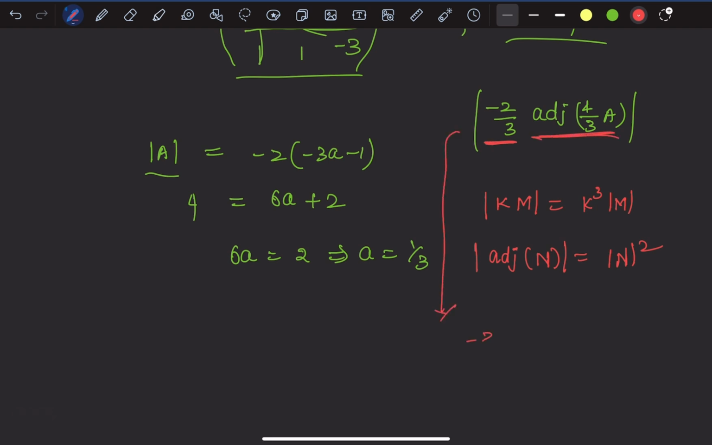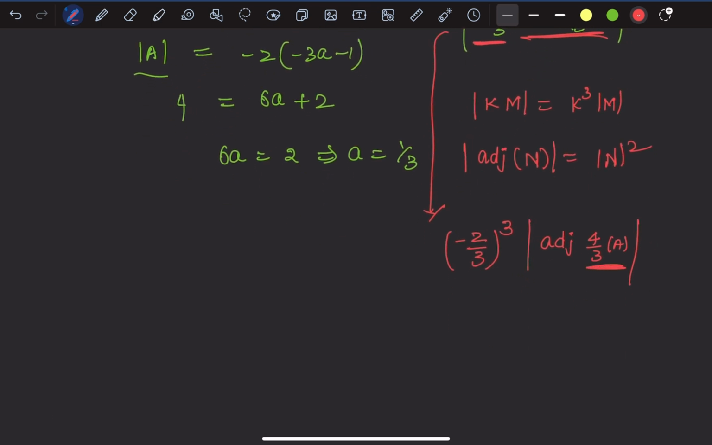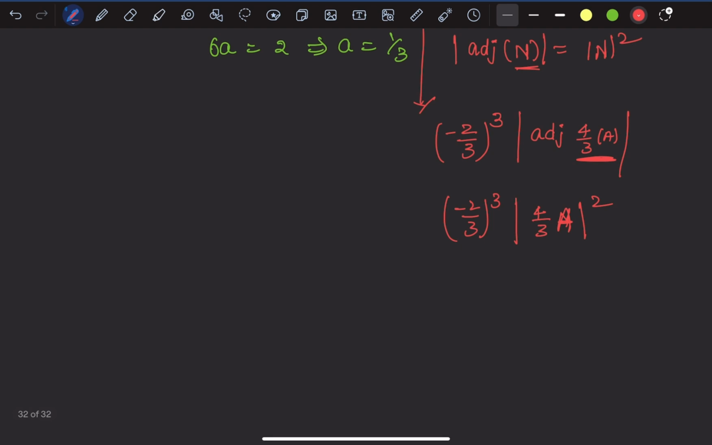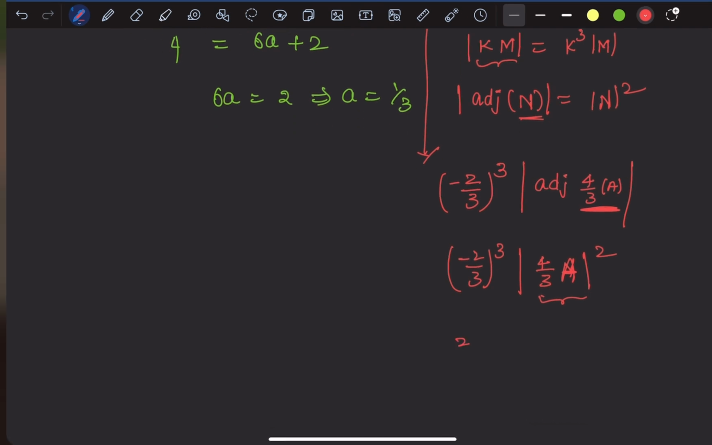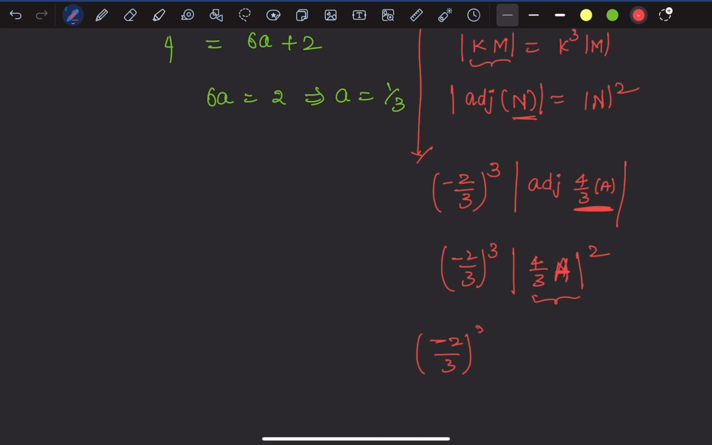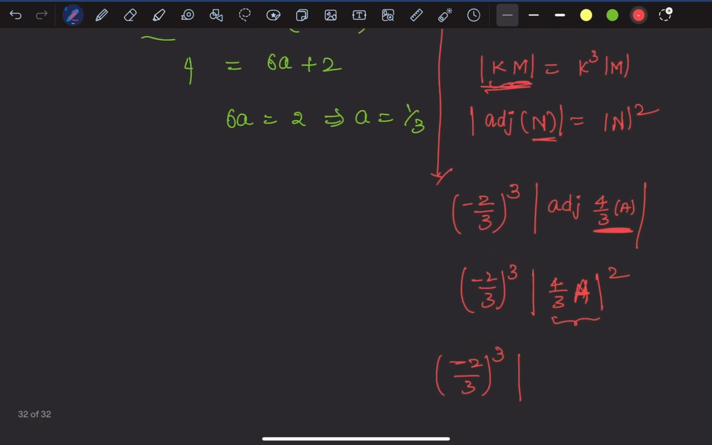So that will be k cube, so minus 2 by 3 whole cube into det M. So that will be det of adjoint of 4 by 3 A. Alright. Now 4 by 3 A will be your N. So det of adjoint A will be minus 2 by 3 whole cube, that will be det N whole square. So 4 by 3 A whole square. Alright. Now again this is in the form of kM. So that will be minus 2 by 3 whole cube times det of 4 by 3 A, which will be 4 by 3 whole cube times det A, and the whole thing squared.